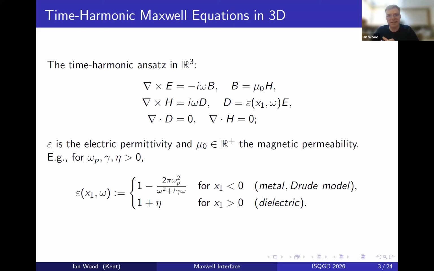So an example of the kind of situation we could be looking at would be the following. We've got two half spaces, and in the left half space, we've got a metal, which we're modeling with this Drude model, where the epsilon looks like this. And in the other half plane, we've just got a dielectric, which has a constant electric permittivity. Here, obviously, the x1 dependence only depends on the half plane, but we will allow some more general dependence on x1 later, but this is the kind of setup that we're looking at.